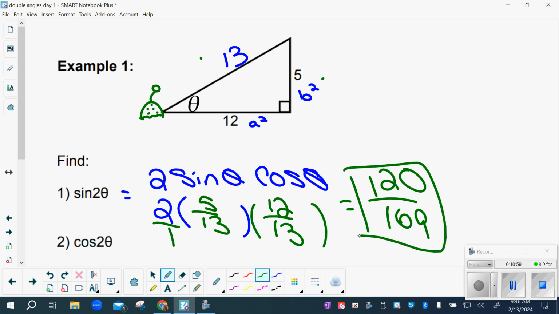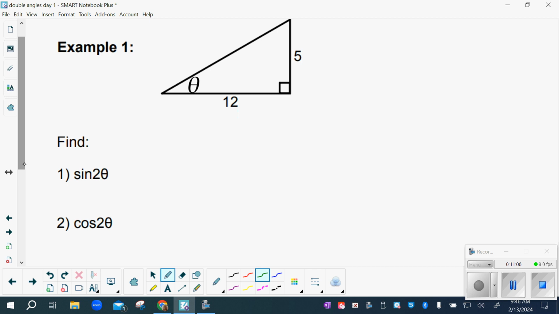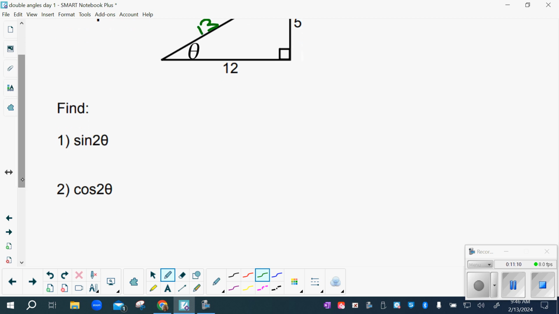Okay, that's the first one. Let's try the second one. It is easy. I'm gonna move my thing down a little bit. Let's remind ourselves that theta is 13. So here, let's do cosine. Cosine's a little bit tricky because it's got some squares in there, but we're not babies.